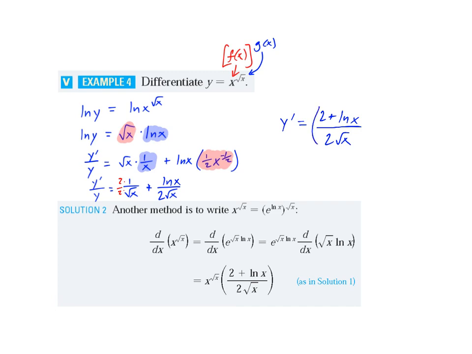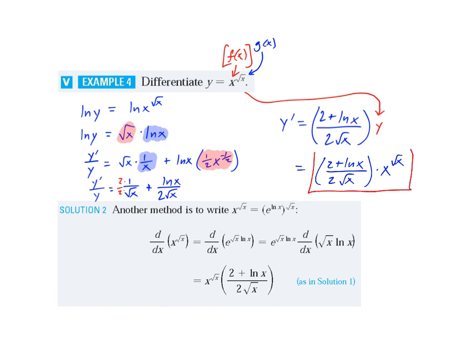And then that is all multiplied by my original y, which was technically x to the square root of x. So the final answer, if you were writing it all out, is 2 plus ln of x over 2 square root of x, times x to the square root of x. Ooh, it's kind of a bear, but there it is.